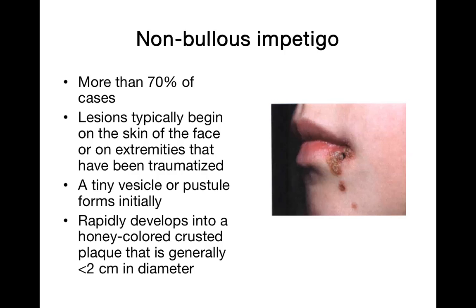Now it rapidly ruptures and leads to crust formation. This crust is called a honey colored crust. This honey colored crust is very typical of impetigo, and it is usually less than 2 centimeters in diameter. So remember, honey colored crust after the lesion ruptures.